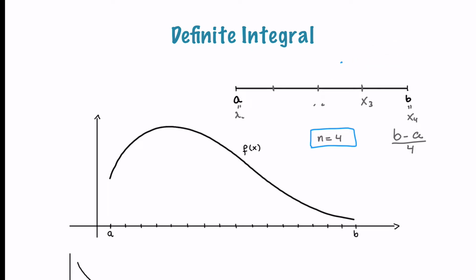Let me erase here, and instead of 4, let's use n. So the first number is going to be a, and the last one, which is just n because we're partitioning into n parts, is going to be called xn. Then you would go x1, x2, and so on and so forth until you reach xn. Of course, you're going to have many more ticks.